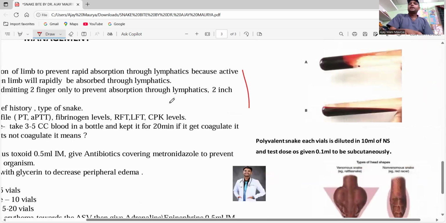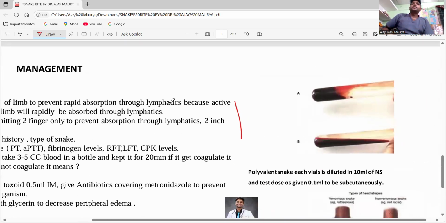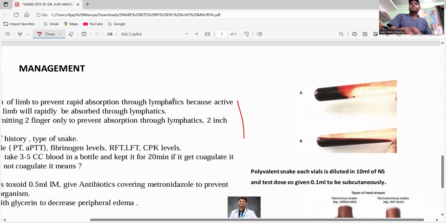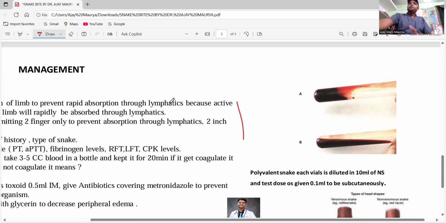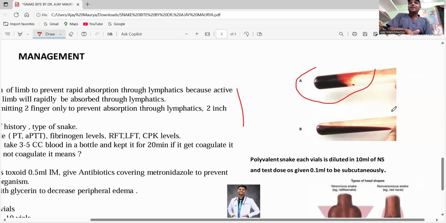Take the blood and you have to do the 20-minute coagulation test. Normally, if you take the blood and put it in a test tube, please do not disturb it. If you leave the blood there, within 20 minutes the blood must clot, isn't it? That's normal. What happens if the patient is bitten by a hematotoxic snake? Then the blood will not coagulate.